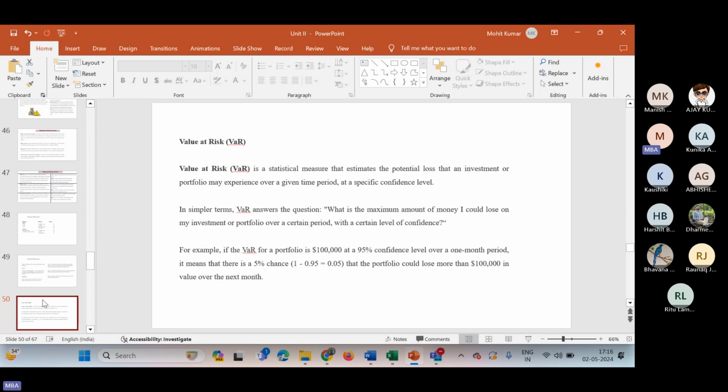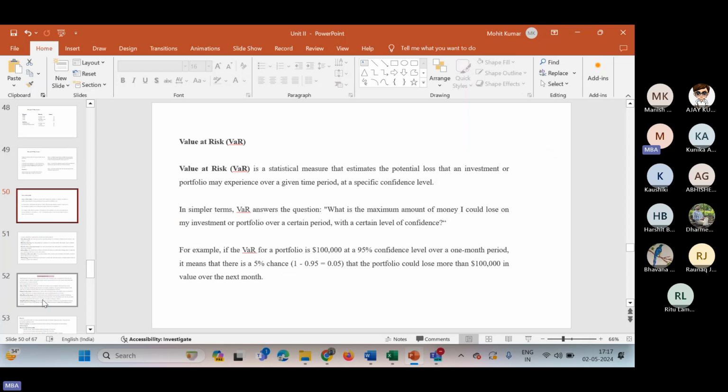If you did not get it, again, read the example also. For example, if the value at risk for a portfolio is $1 lakh at a 95% confidence level over a 1 month period, it means that there is a 5% chance. How 5%? 1 minus 0.95. A 5% chance that the portfolio could lose more than 1 lakh in value over the next month. Or you can reinterpret it like this: 95% of the time your loss will be limited up to 1 lakh only. Only 5% chances are there that your loss may cross that limit. It may go above 1 lakh. That is how VAR helps you in managing the downside risk. So that is the simple definition of VAR.